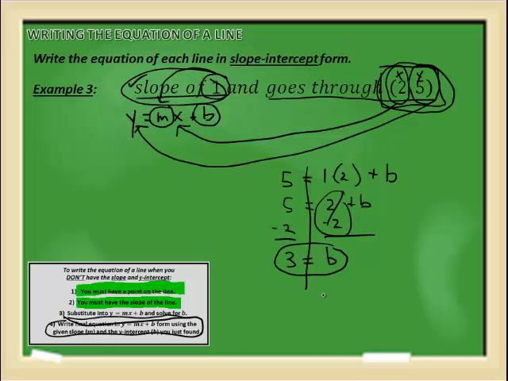So I'll plug it into y equals mx plus b. y equals m, my m is 1, x plus my b is 3. And there's my equation, y equals 1x plus 3. You could write it as y equals x plus 3 because 1 times x is just x. Either way will work, okay? Hopefully that made sense to you.